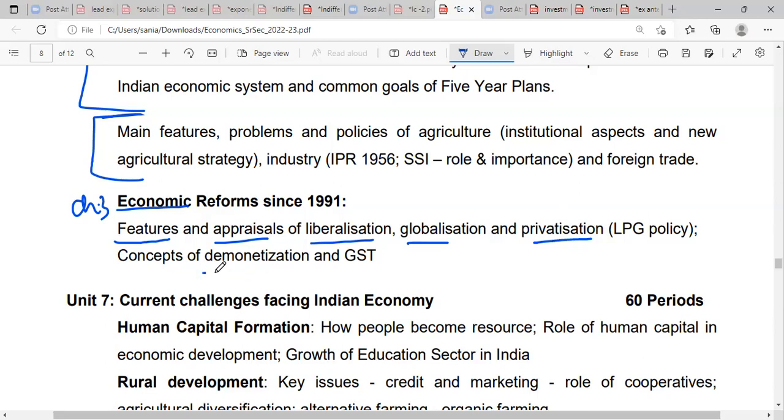Then we'll study about demonetization and GST. This is very important. There are high chances we'll be getting questions from here because this is the addition, right? So first of all, you will write chapter number 3, economic reform. And in this chapter, we are going to study this. Then we'll start with the chapter. Clear? Yeah.